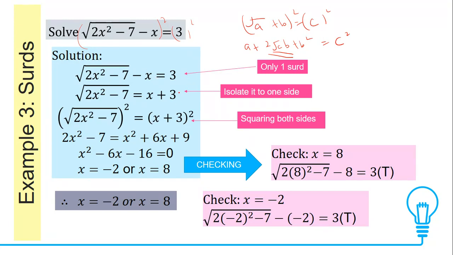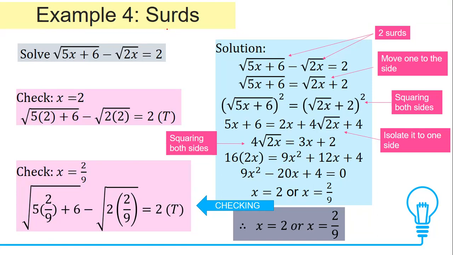This will be very similar to our previous example. You just square, then solve for your x, and you get two different answers. Later you plug them in, and for this example both answers are true, so this will be our final answer.